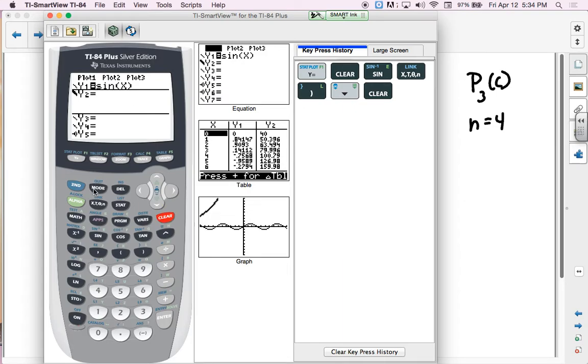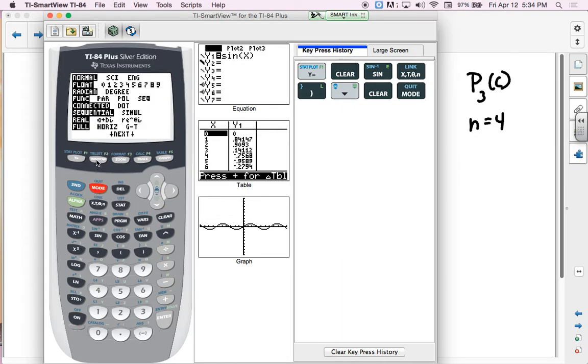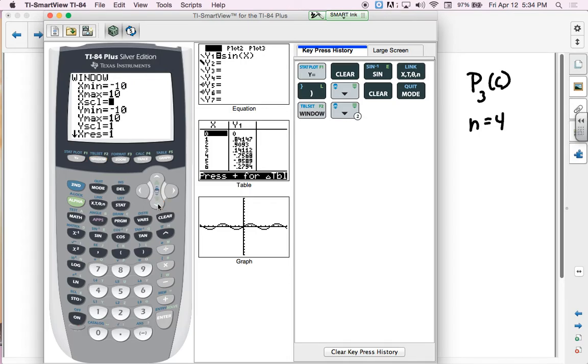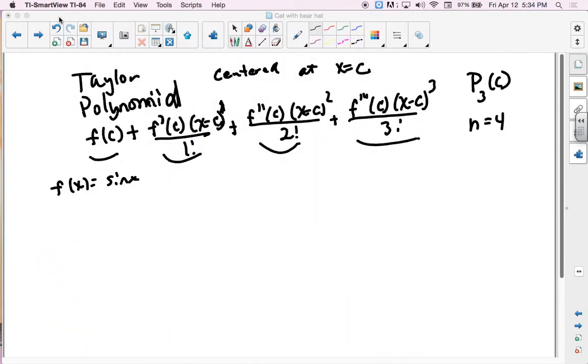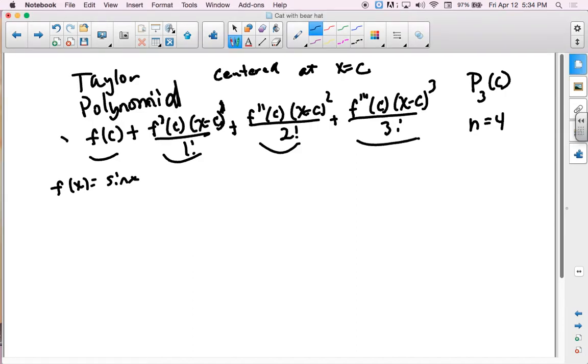Let me make sure I'm in radians, and my window, I'm going to make it go from like -3 to 3 or -5 to 5, just so we can see this good sine wave right here. So what Taylor found, and I'm not going to show you the proof, is that you could do this and it would give you a polynomial that would mirror this sine function, which is one of the transcendental functions. Transcendental meaning it's not a polynomial.